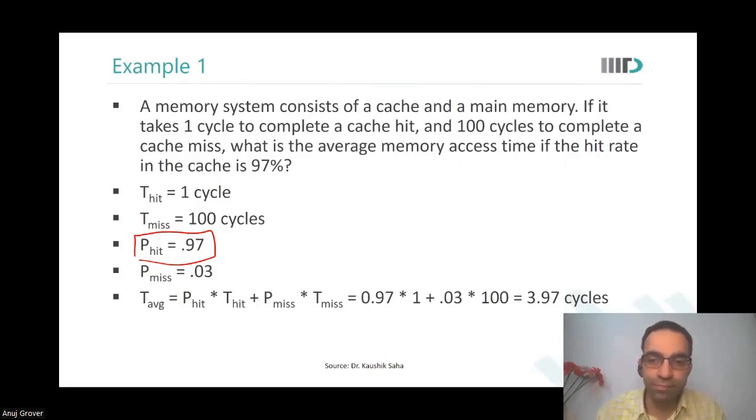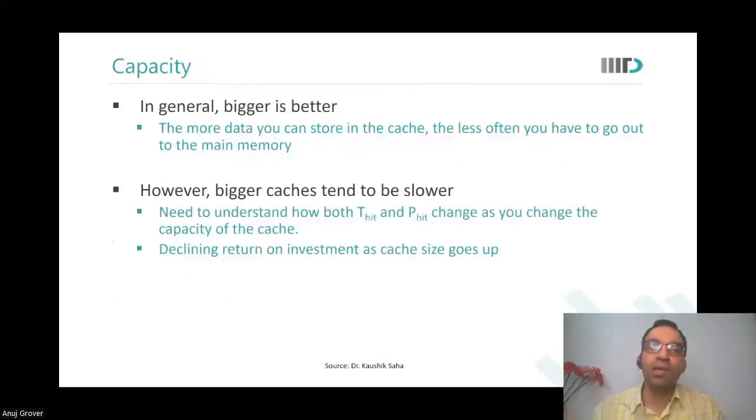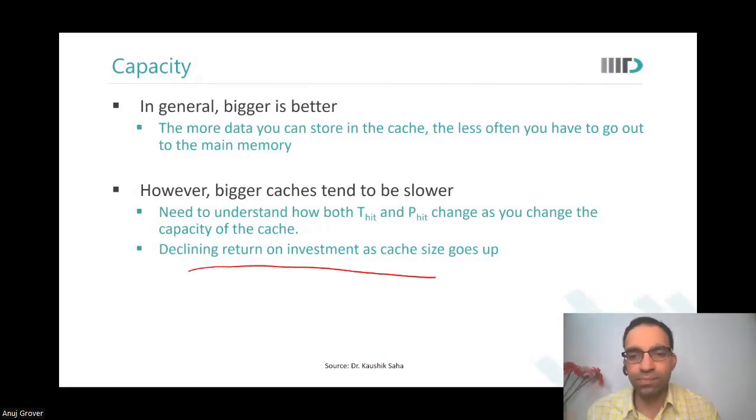Hello? Any questions? Is it clear till here? Okay. So we say that bigger capacity could be better. However, bigger caches are slower. So there is a declining return on investment as the cache size goes up.